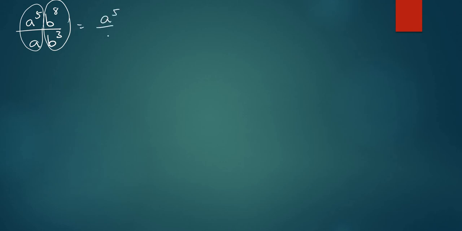Now let's try a couple of these. I'm going to give a couple examples. So a to the 5th, b to the 8th over a b cubed. Now we've got to keep the bases the same, so I'm going to work with the a's separate from the b's. Your book has you write them as two separate fractions. I'm not sure that's necessary, but 5 minus 1 is 4. 8 minus 3 is 5.